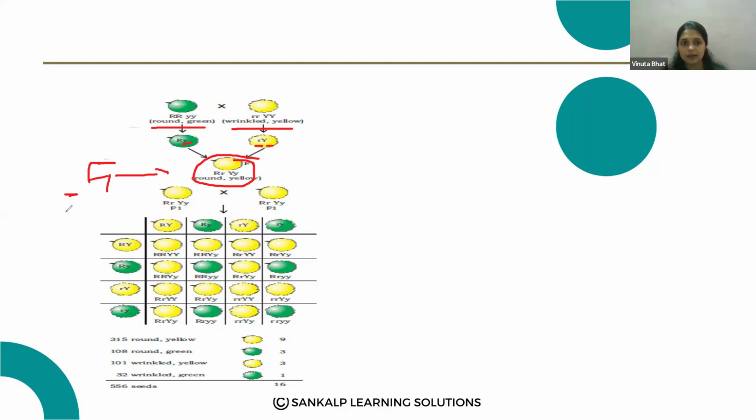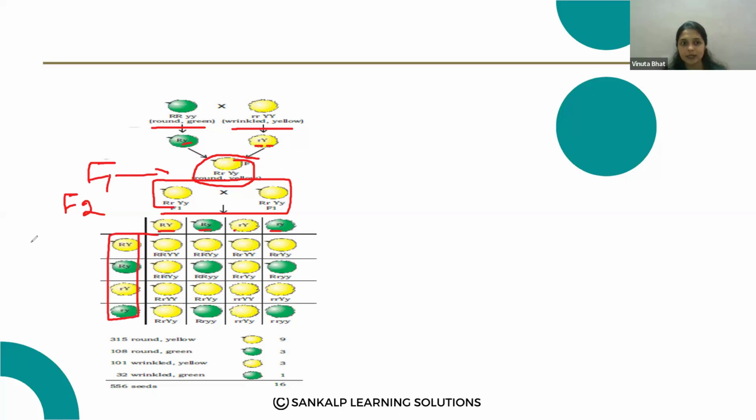To obtain the F2 generation, F1 plants are crossed. Here you can see the F1 plants are crossed. The gametes produced are capital R, capital Y, capital R, small y, small r, capital Y, and small r, small y. So the same gametes you have to write in this section.